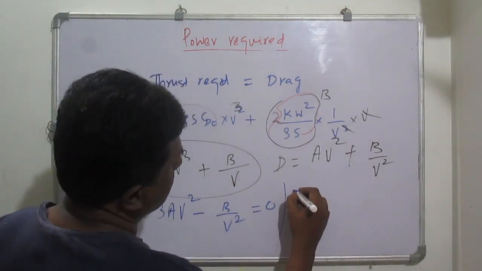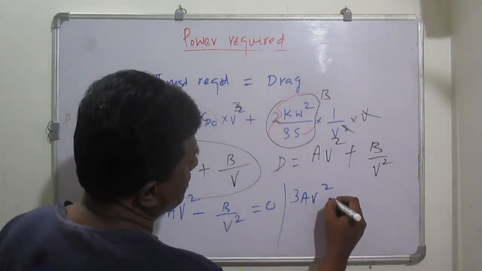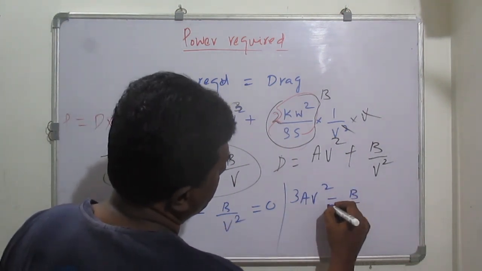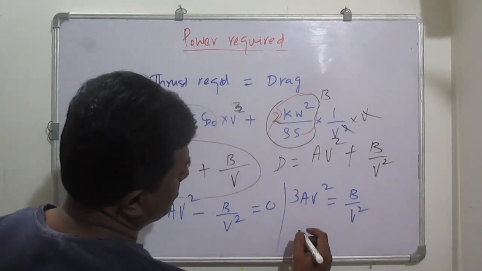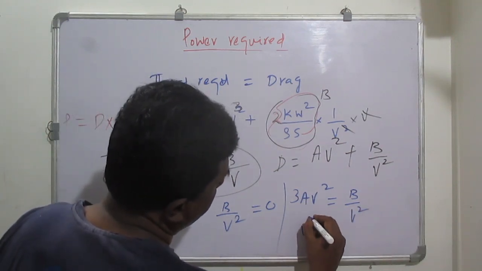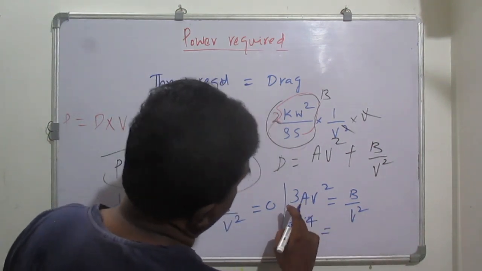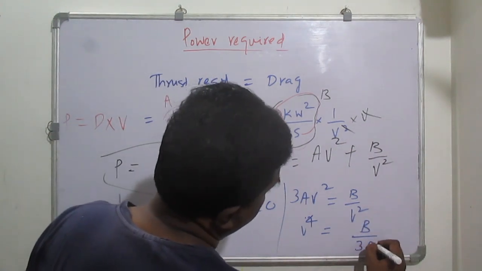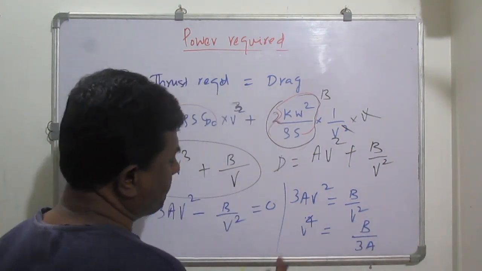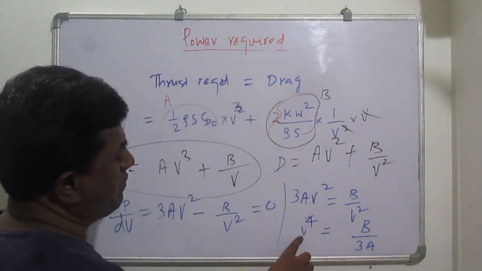So this is 3a v square minus b by v square. So we can just equate this here. Okay, so b by v square. So this becomes v power 4 equal to b by 3a. This is what. Okay, so now we got the v, and v power 4.